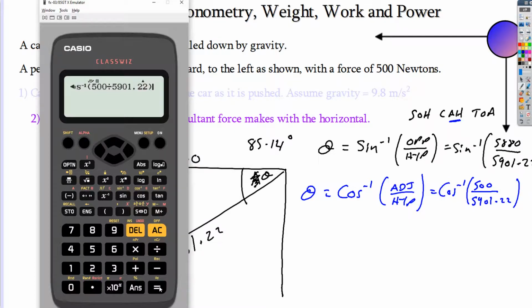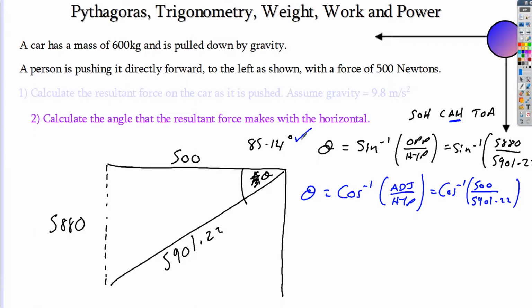5901.22, close bracket, to be sure. Same angle. So we get the same angle with cos, and we can do it with tan as well. We can only do it with all 3 because we know all 3 sides. If you only know 2 sides, then you have to choose either sine, cos, or tan, depending on which 2 sides you have. But we're lucky here, we can do it 3 ways.